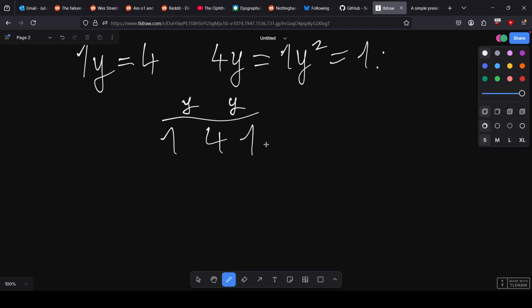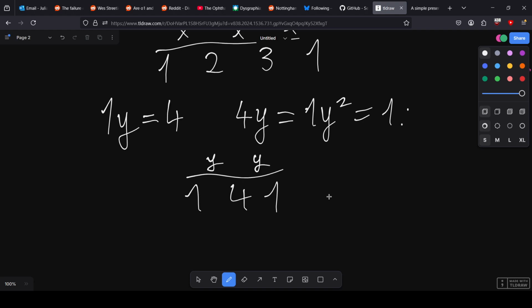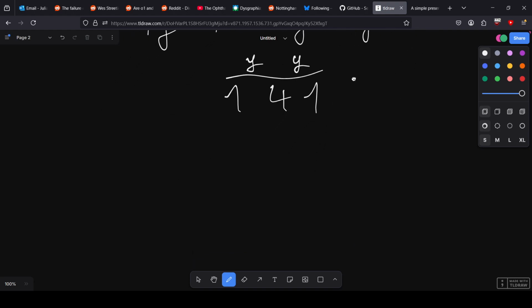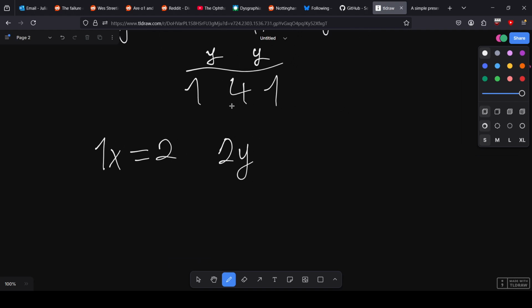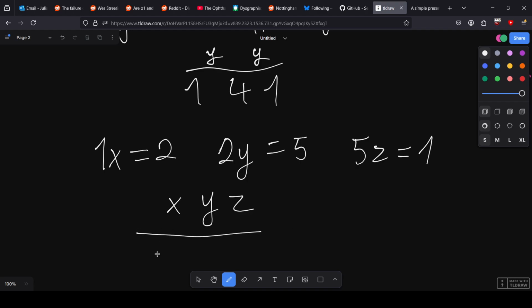Now we keep going through x, y, z. Well, we know that 1x is equal to 2. But we don't know 2y yet. All we have for y are its actions on 1 and 4. So let's say this is 5. Because x, y, z has to be trivial, we need to set 5z equals 1. And we do the x, y, z table.